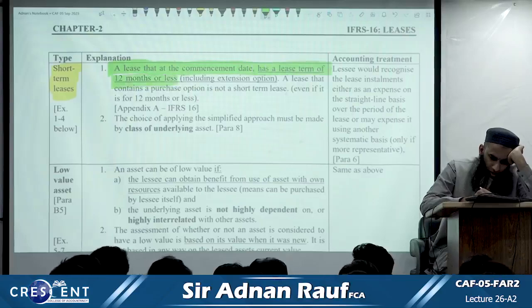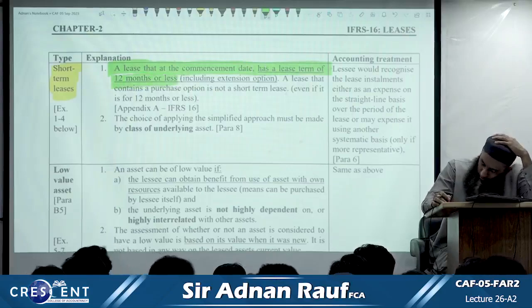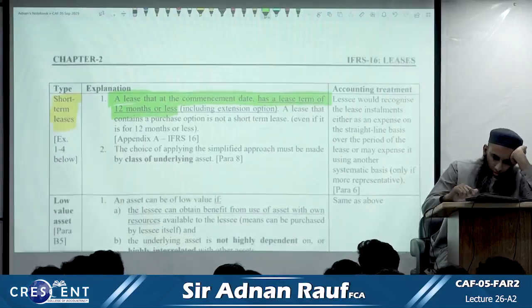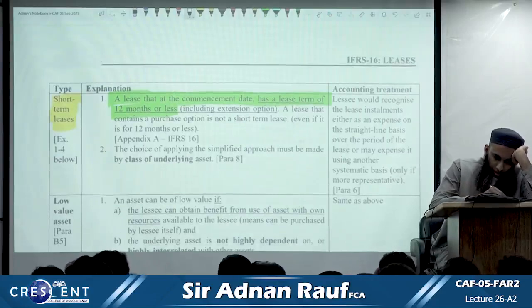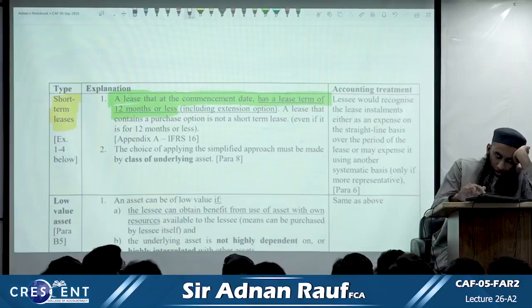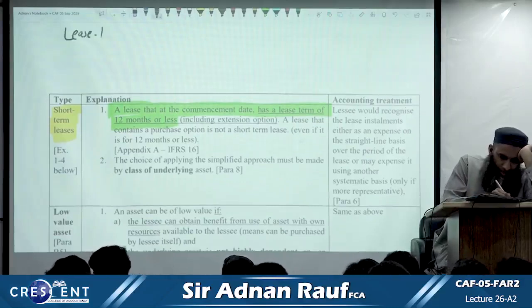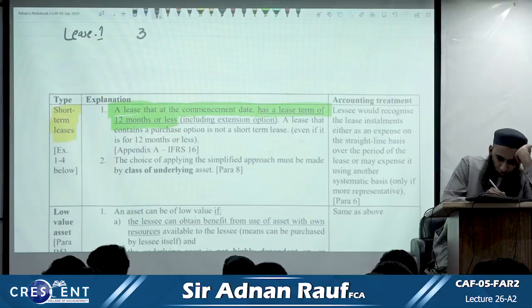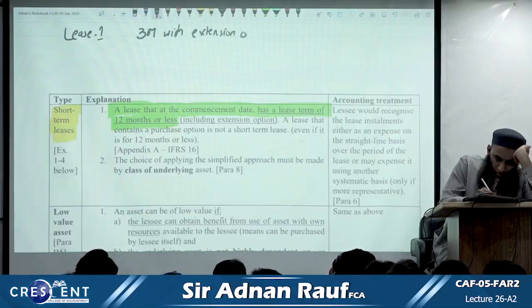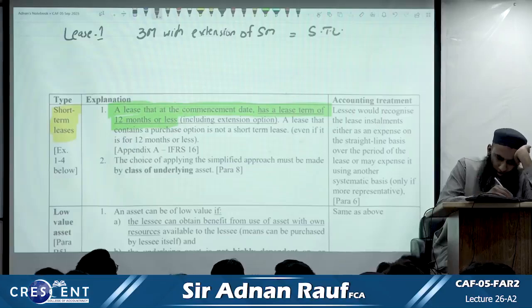A lease that at the commencement date has a lease term of 12 months or less. A lease that is of 12 months or less will be called short-term. What do you have to do? You have to enter the extension and check it. Okay, our lease number 1 is three-month with extension of five-month. Tell me which lease is this? Short-term lease.